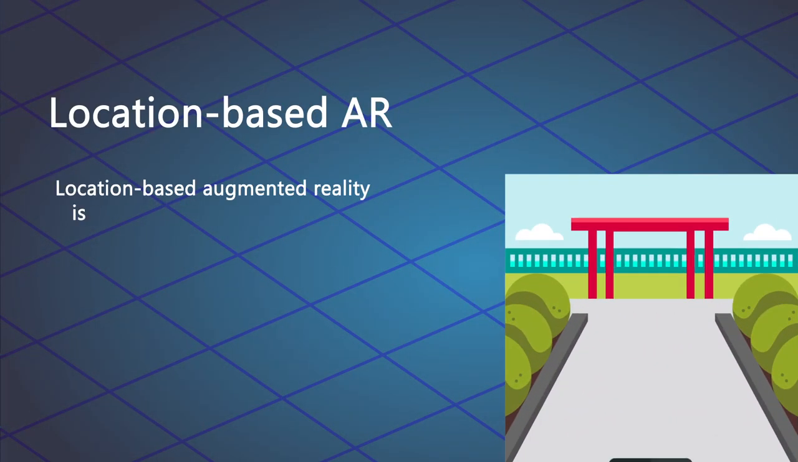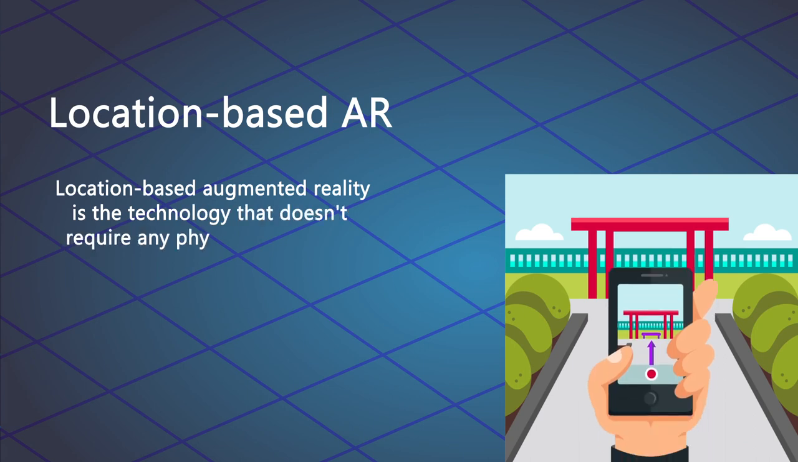Location-based augmented reality is the technology that doesn't require any physical markers or identifiers to work.